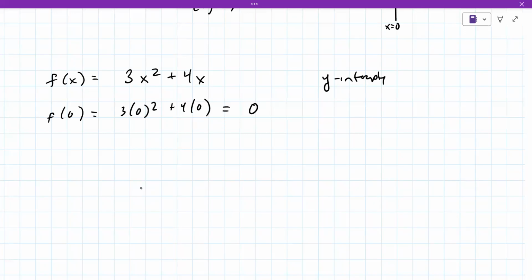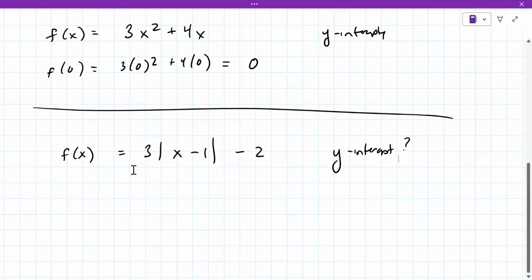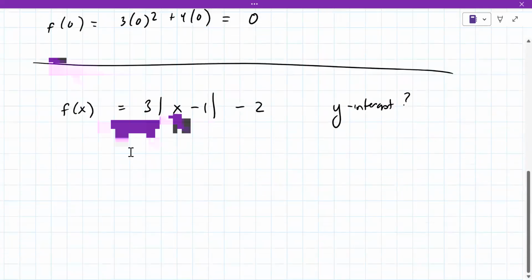Next thing to look at is other functions. I could give you another function: f of x equals 3 absolute value of x minus 1, minus 2. I could ask you for the same thing: what is the y-intercept? It's the same thing, you put 0 in for x. The difference with this problem is that when you put 0 in, you have to do some steps. You have to subtract 1, then take the absolute value, then multiply by 3, and then subtract 2. So there are a few steps there.